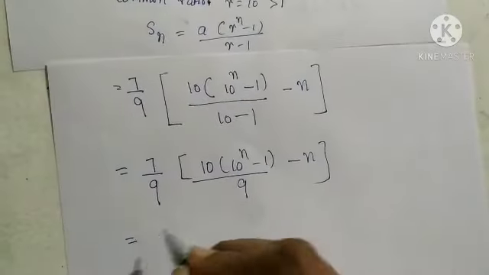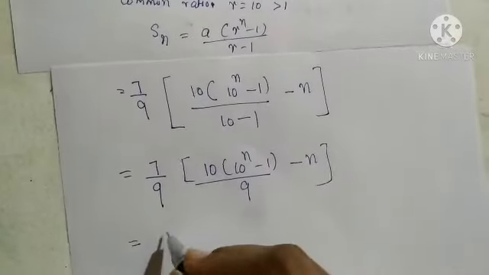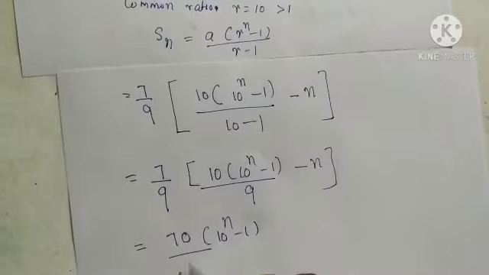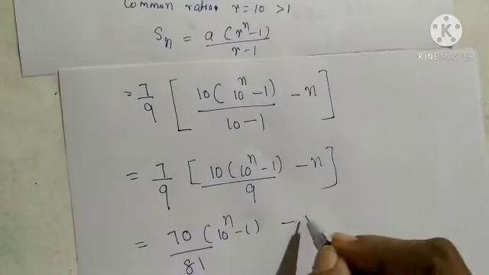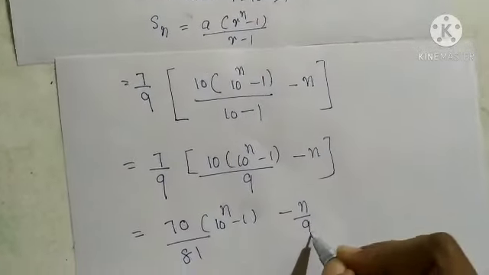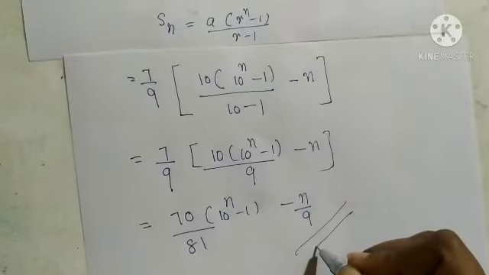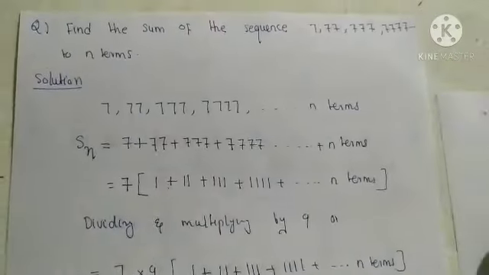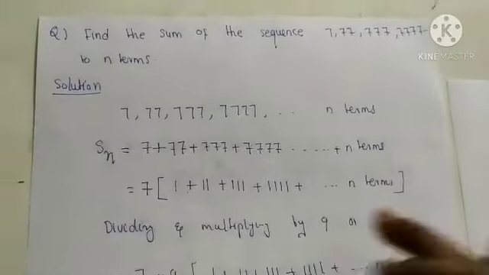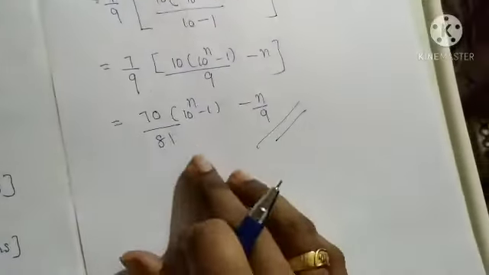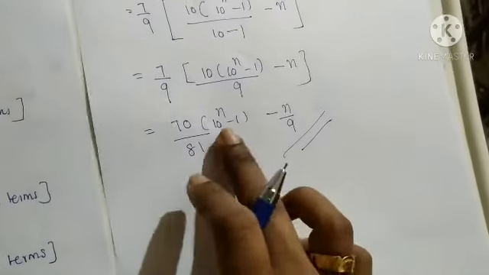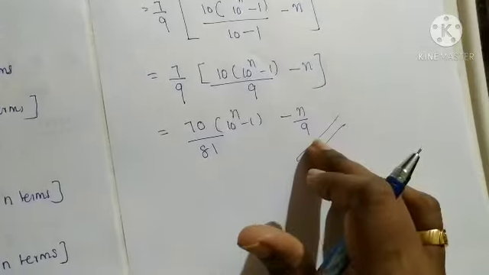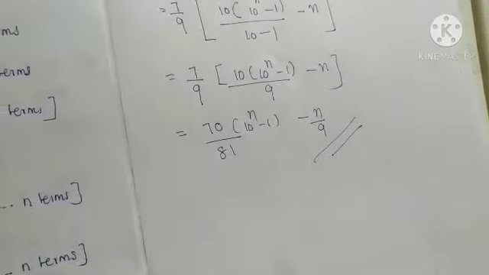Or this can also be written as, opening this bracket, we get 70 into 10 raised to n minus 1 by 81 minus n by 9 is our sum of this term. The sum of the sequence is equal to 70 by 81 into 10 raised to n minus 1 minus n by 9. Okay.